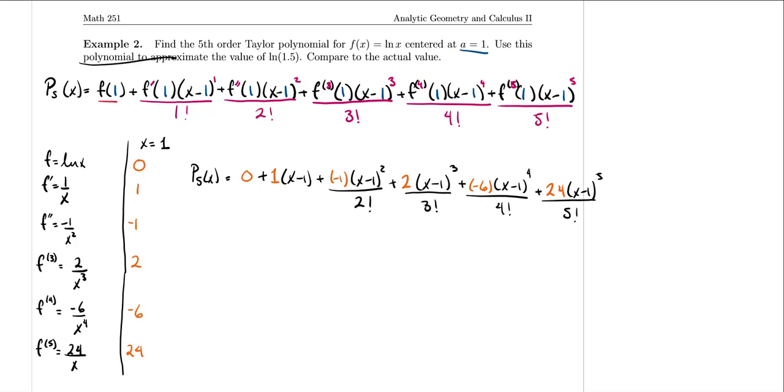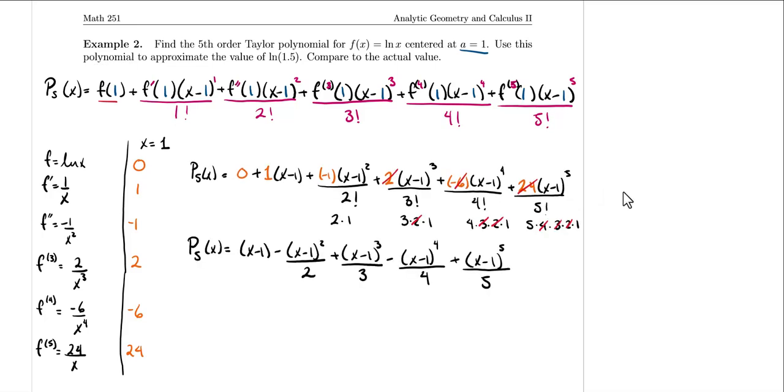Okay, now let's go ahead and simplify this to see what we get, because we can simplify the factorials here. So for my answer here, for P5 of x, we have x minus 1 minus x minus 1 squared over 2 plus x minus 1 cubed over 3 minus x minus 1 to the 4th over 4 plus x minus 1 to the 5th over 5.